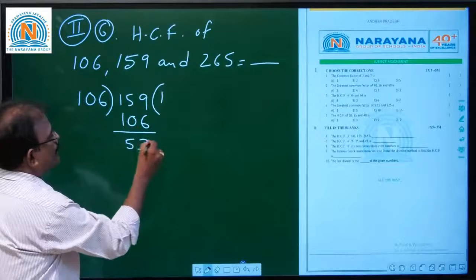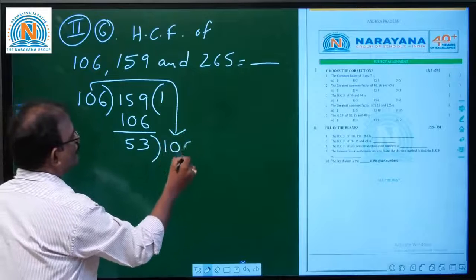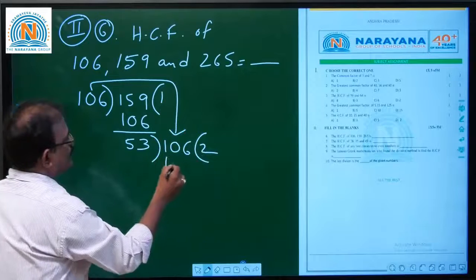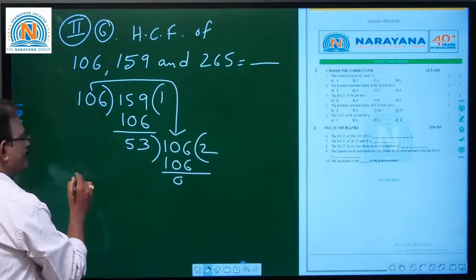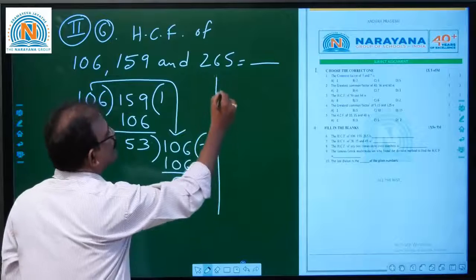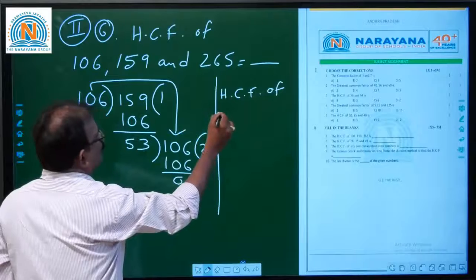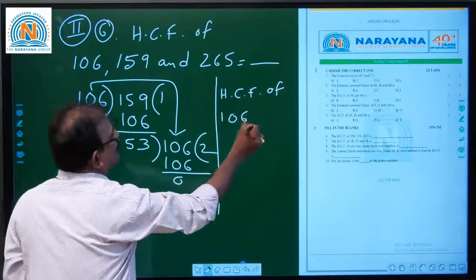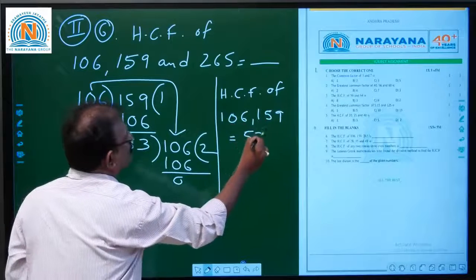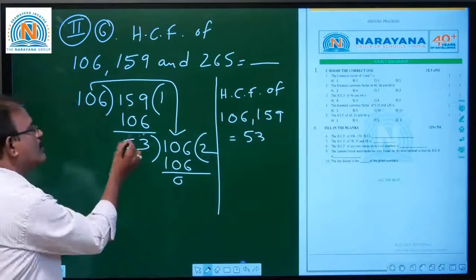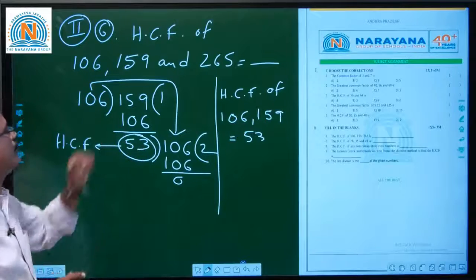So this is 53. The divisor will take place in the dividend. So it is 2 times, children. So HCF of 106, 159 is equal to how much, children? 53. The last divisor is the HCF of these two numbers.